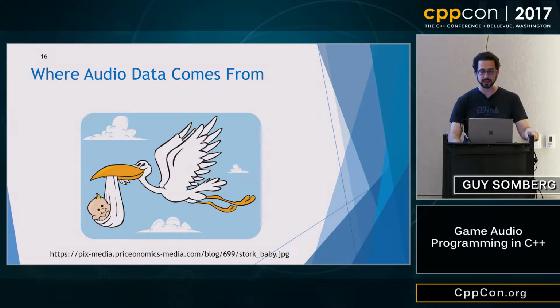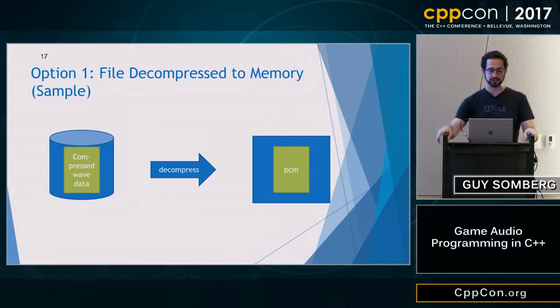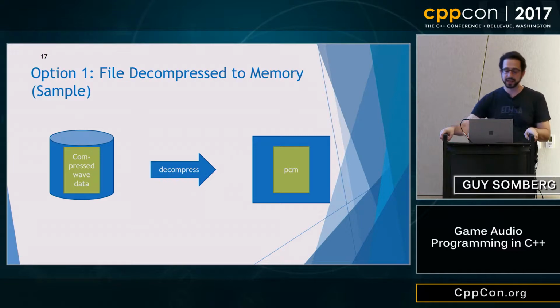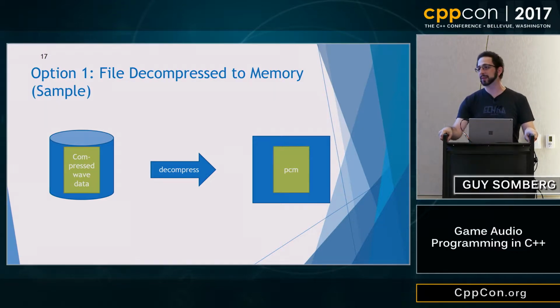The first option is just to decompress the file in memory. We have a file on disk usually, and it's in some sort of compressed format, like MP3, OGG Vorbis, FLAC, ADPCM, the list goes on and on. We load that into memory, we decompress it, and we end up with a buffer of PCM audio data. When we load it this way, it's referred to as loading it as a sample.